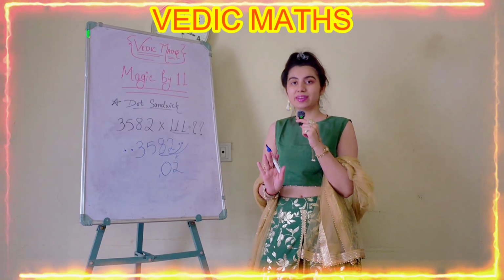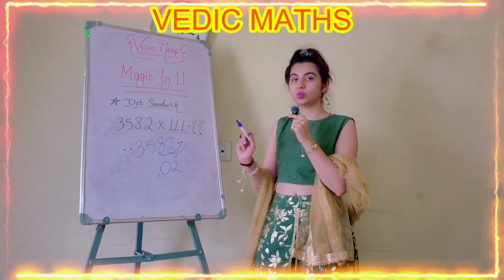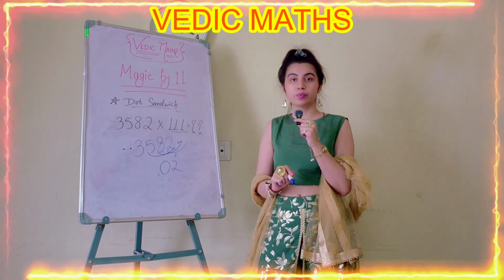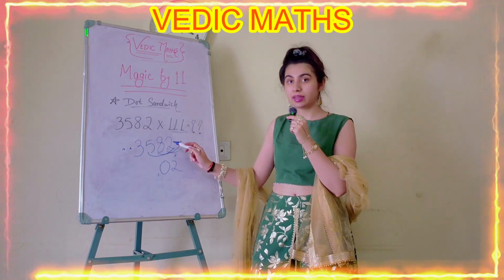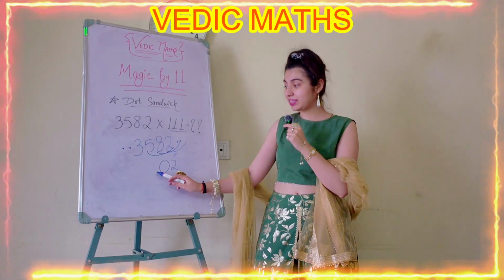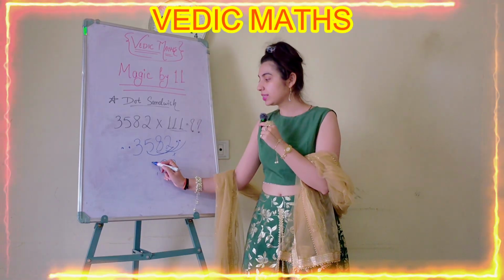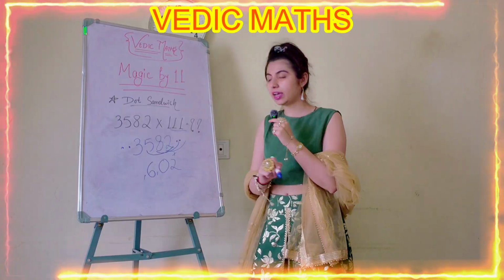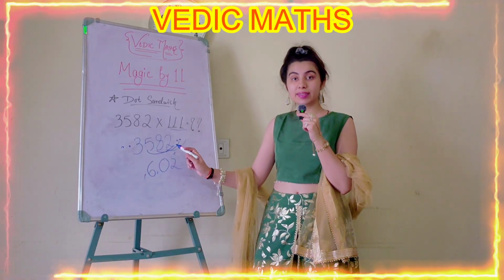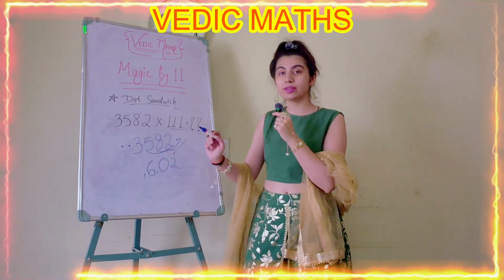Got it? Now the next step is 5 plus 8 plus 2. And what is 8 plus 2? 10. Plus 5, 15. It doesn't end here because we have 1 carried forward also. So it will be 16. So 6 here and 1 carried forward. Now the third one, the next step, will be 8 plus 5 plus 3.